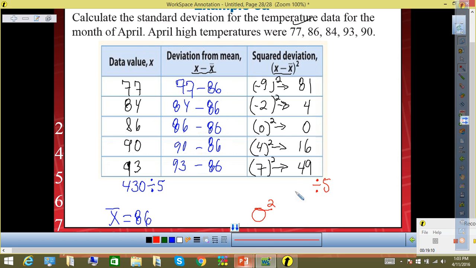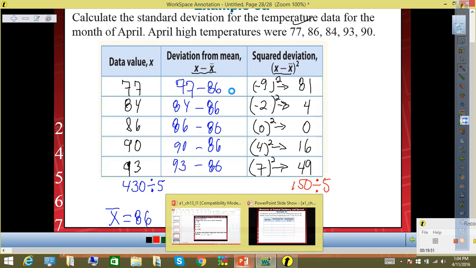What's the sum, my Dallas? My goodness. Very good. 150. So our squared deviation, or our mean of this data here, 150 divided by 5, that's 30.